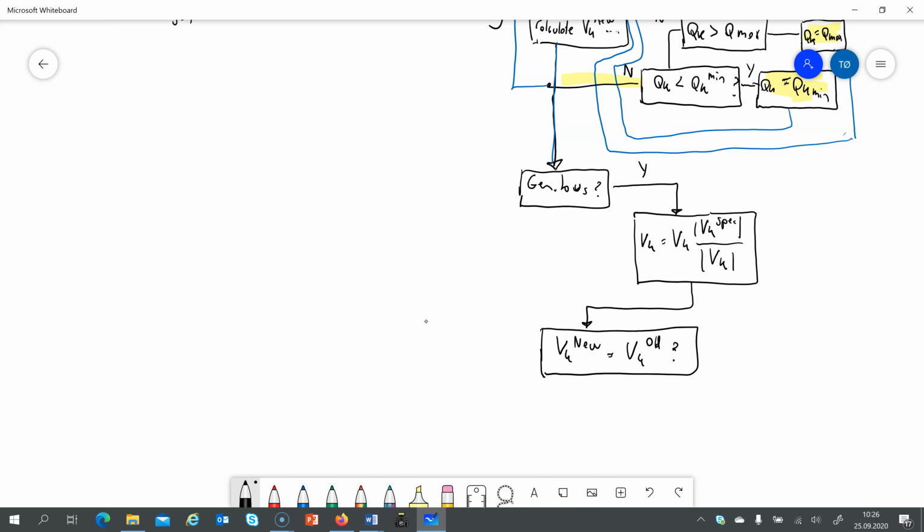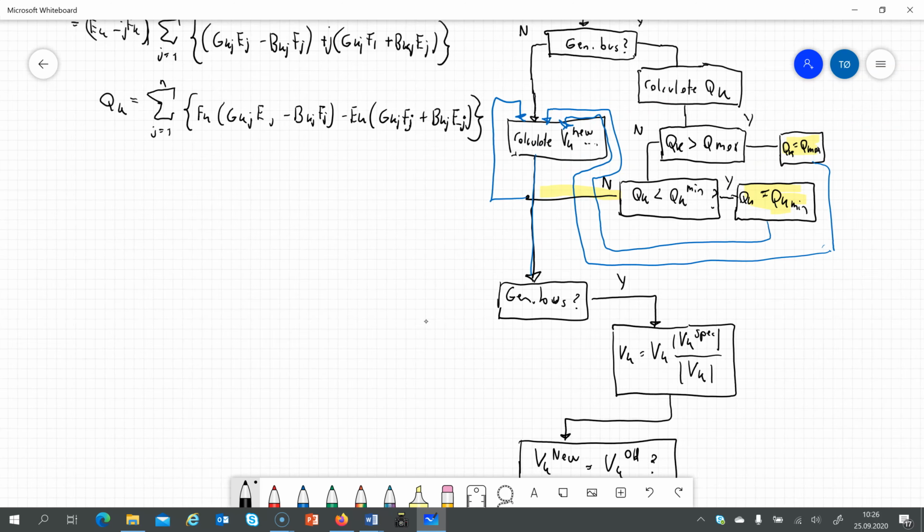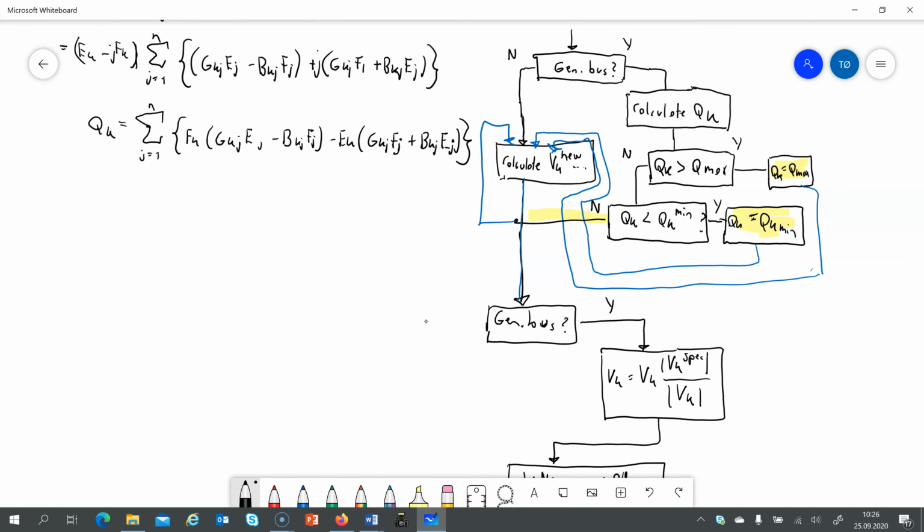Yeah, then you are back on track again. So what you can see is that we had to do two things with the generator bus. One is to go in this path on calculating the reactive power and checking max min, and also we have to do some correlation on the voltage here. I'll come back to that at the end of this lecture.